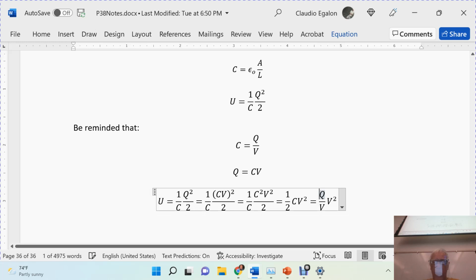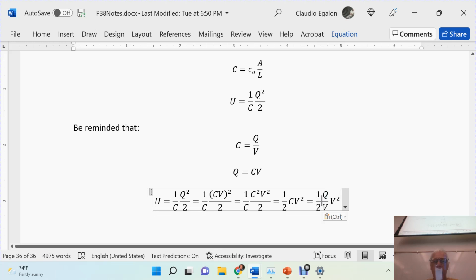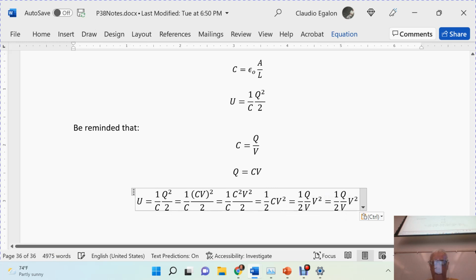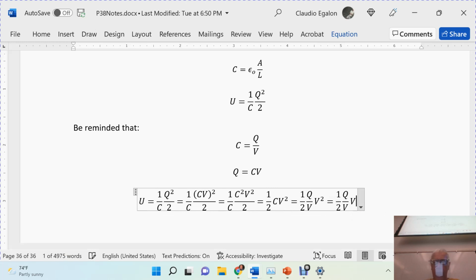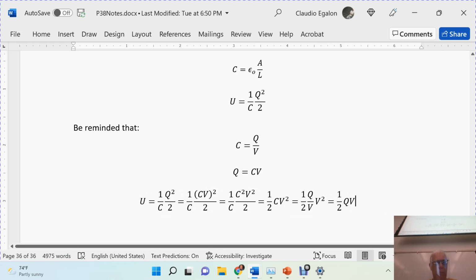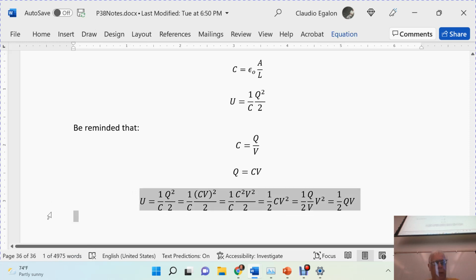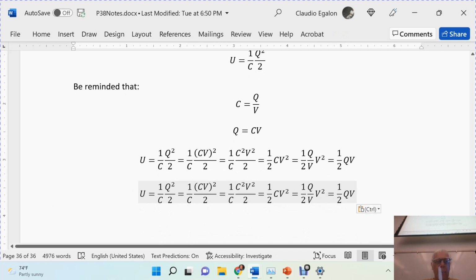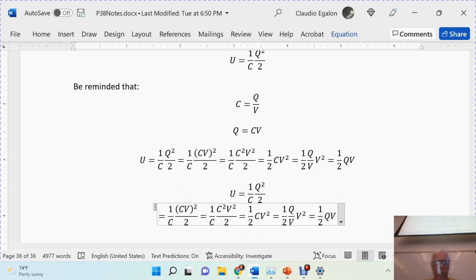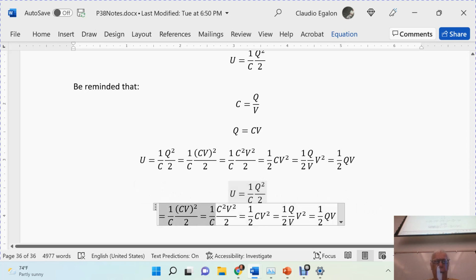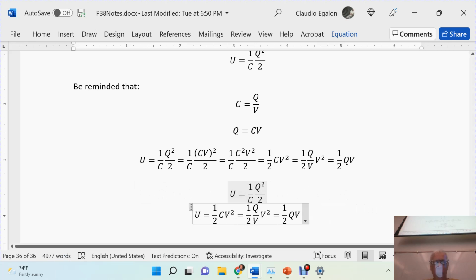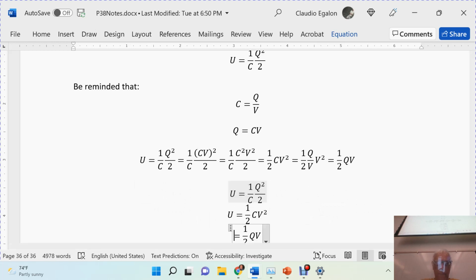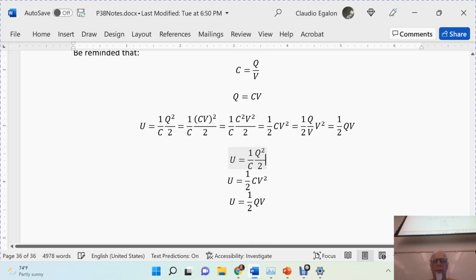I don't want this half here. I want this half right in here. Three different equations for the same thing. Half QV. Which one do you think is easier to memorize? I still think it is the CV square. Okay, three different relations for the energy in the parallel plate capacitor. I'm telling you, the parallel plate capacitor, because I used the electric field for the parallel plate capacitor in my equations. Okay, here you go. Three different ones.